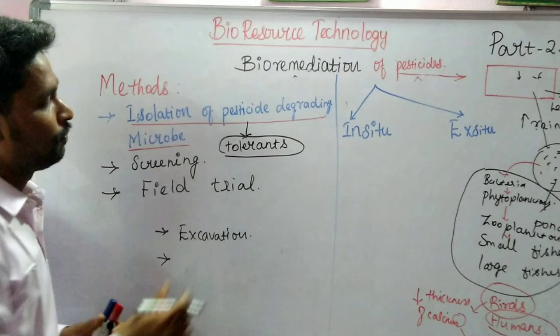In situ bioremediation means wherever the problem is available, the polluted area or polluted site, in that place itself the problem will be cleared by using some technologies. That is the very simple bioremediation, called in situ bioremediation. Ex situ bioremediation means the polluted soils or water samples will be taken to the bioremediation cleaning site, and then the samples will be processed. Such a condition is called ex situ bioremediation.